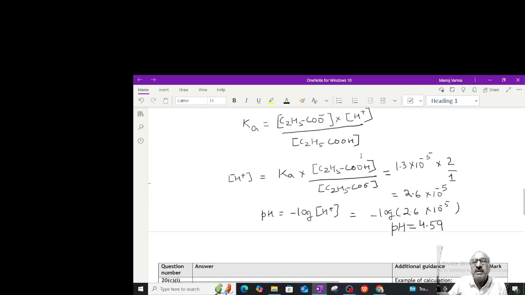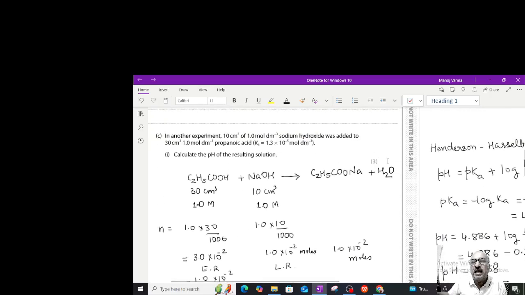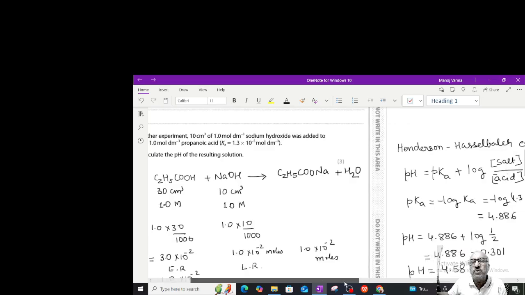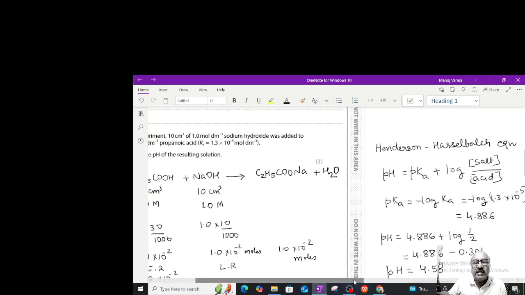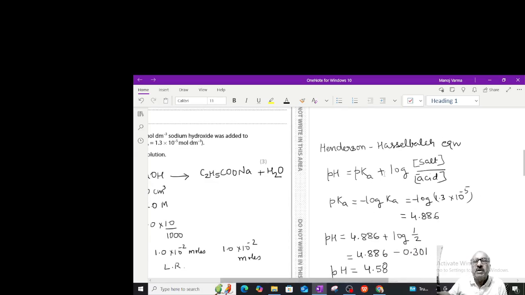Alternatively, this problem can also be done by using the Henderson-Hasselbalch equation, and I will show you the working of that also. The formula used is pH = pKa + log([salt]/[acid]). We should find out first the value of pKa, which is minus log of Ka, and you put the value of Ka over here, and you get the value of pKa, which is 4.886.